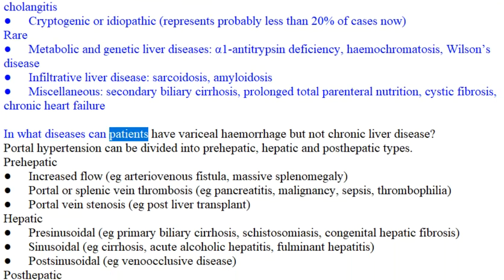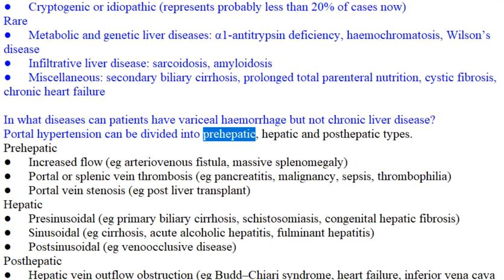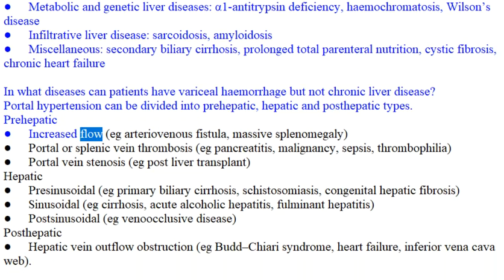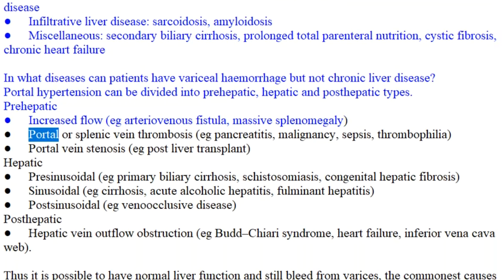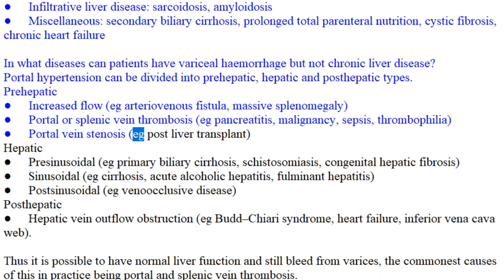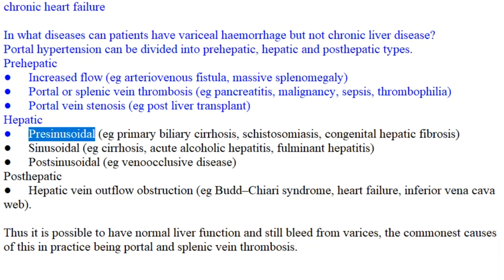In what diseases can patients have variceal hemorrhage but not chronic liver disease? Portal hypertension can be divided into prehepatic, hepatic, and posthepatic types. Prehepatic: increased flow, e.g. arteriovenous fistula, massive splenomegaly. Portal or splenic vein thrombosis, e.g. pancreatitis, malignancy, sepsis, thrombophilia. Portal vein stenosis, e.g. post-liver transplant.